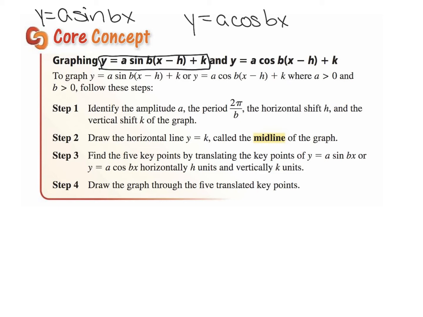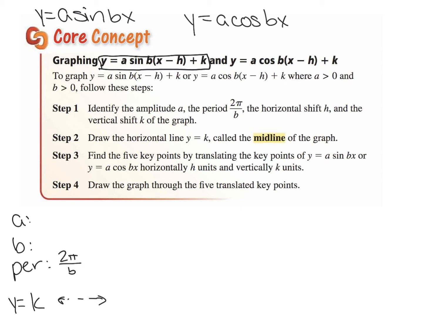Okay, so there are going to be some steps. The first thing you need to do is label your amplitude. Every time you get to a problem, you need to label your amplitude, your b, which then leads to what your period is, which in this case for sine and cosine, is 2 pi over b. And then you're going to add in your midline, which is y equals k. That's going to be like a dashed line when you go to graph.